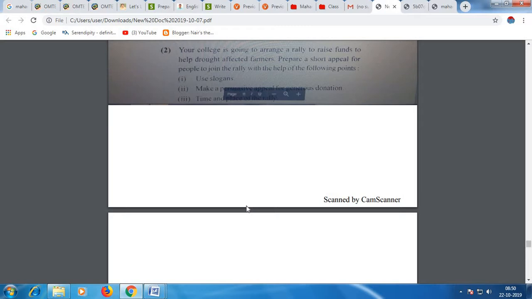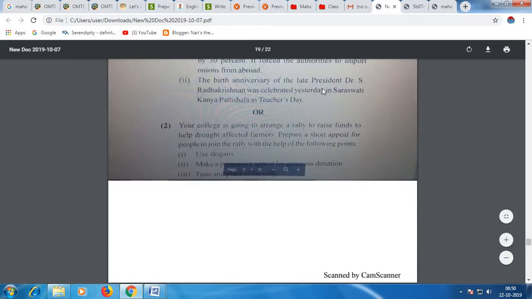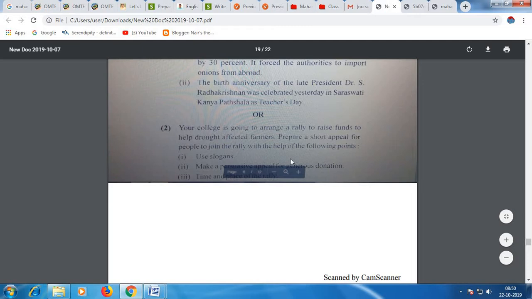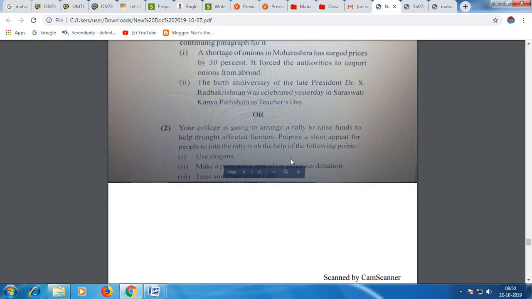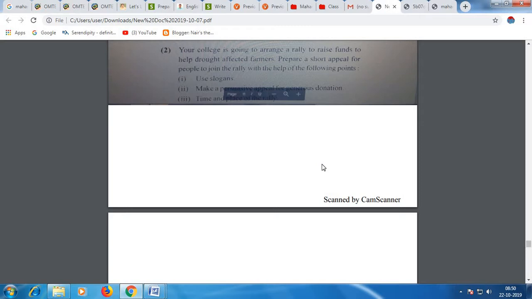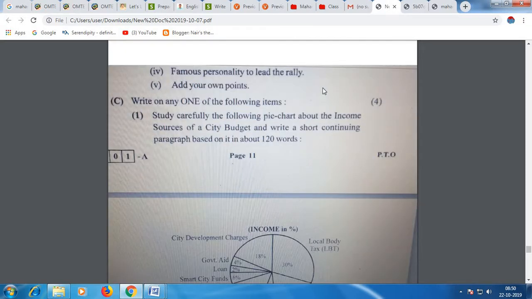So here it was: prepare a short appeal about the given thing, use slogans, some hints are given, make a persuasive appeal for generous donation, time and place of the rally that is given, famous personality to lead the rally, add your own points. Now C is of 4 marks again.